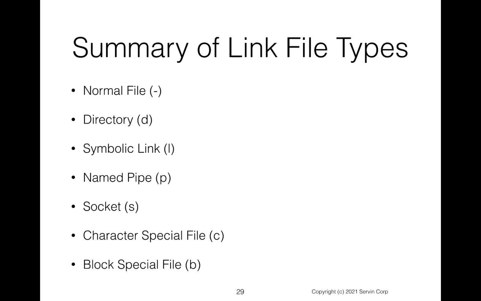So a summary of these file types: there's a normal file, there's a directory, there's a symbolic link, there's a named pipe, there's a socket, there's a character special file, and a block special file. Now I want to be clear, these file types are on a Linux system, so any of these Linux systems you use, the cloud-based systems that are Linux, as well as local systems. They're also on the Mac because the Mac is a Unix-based system, and Unix is the foundation of both the Mac and Linux.